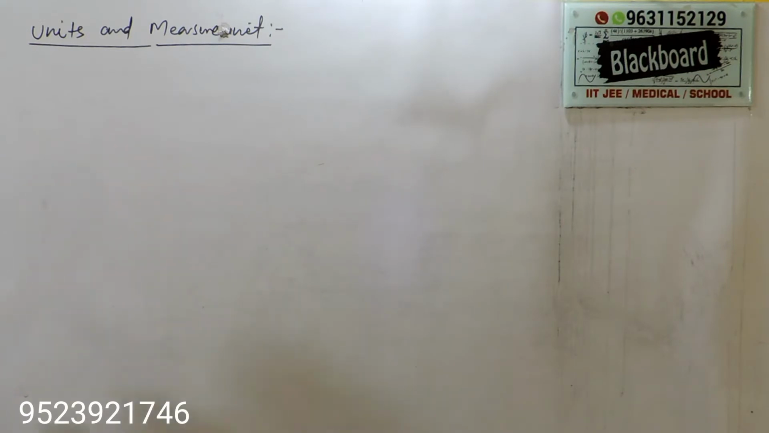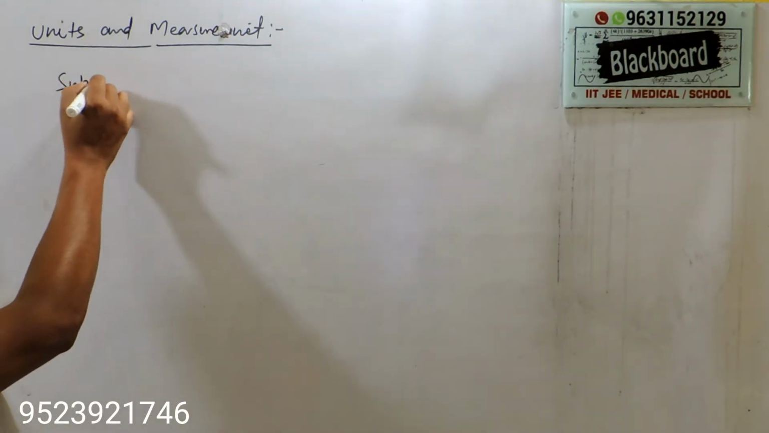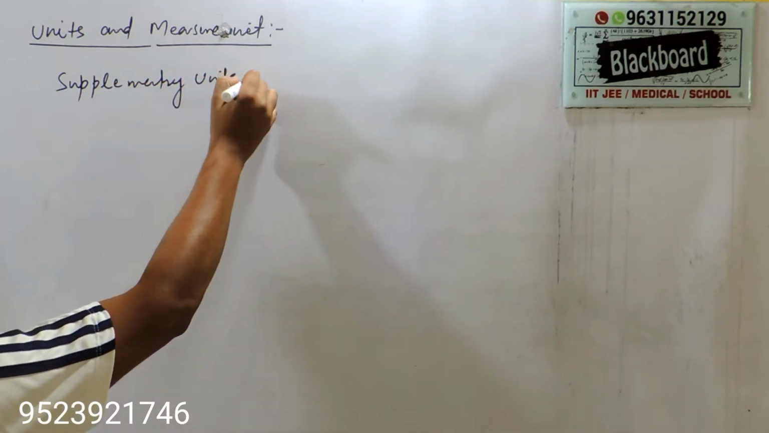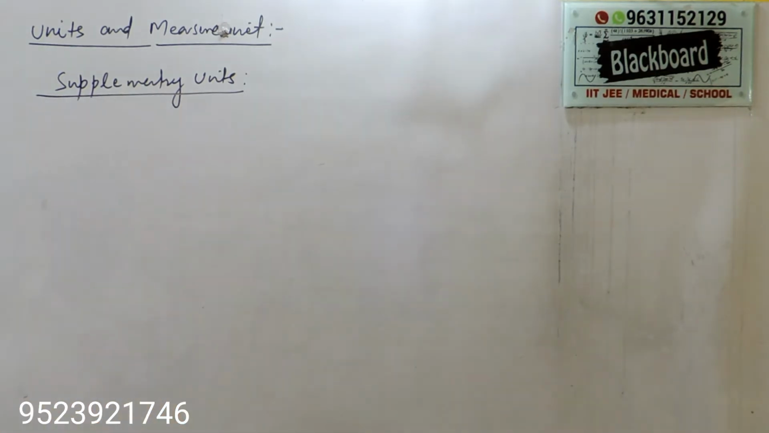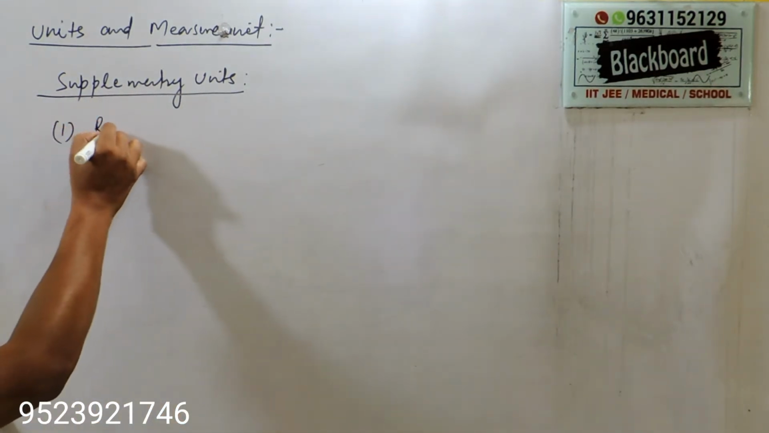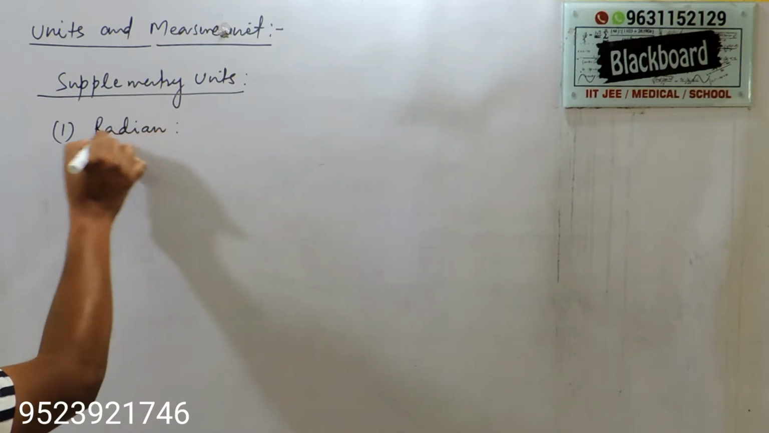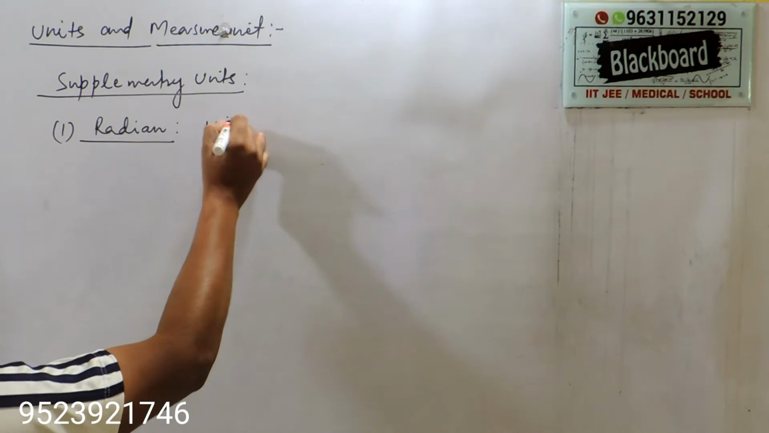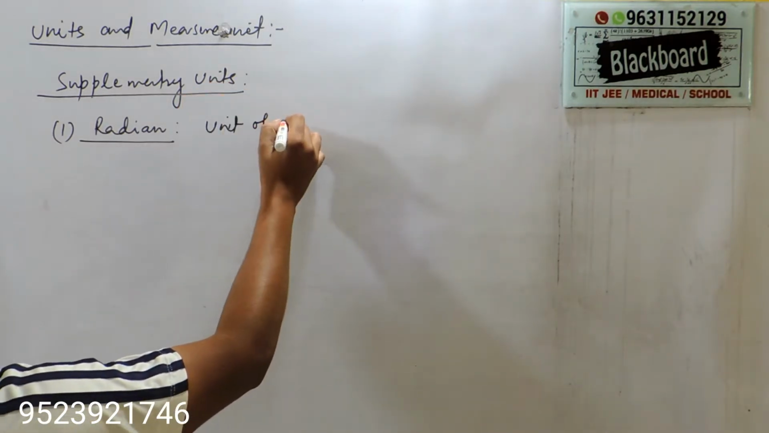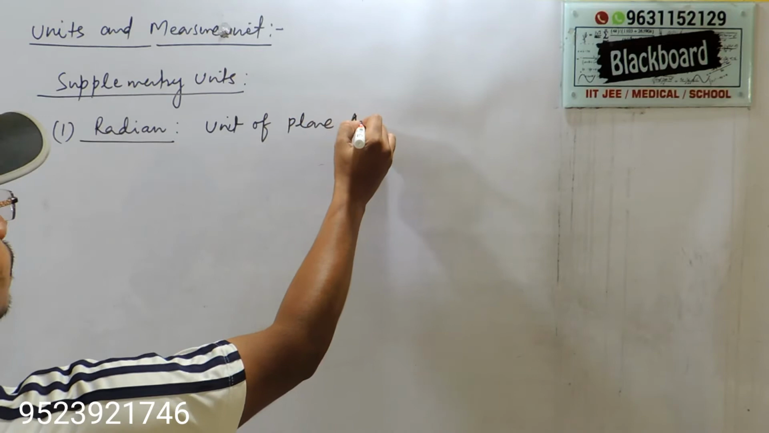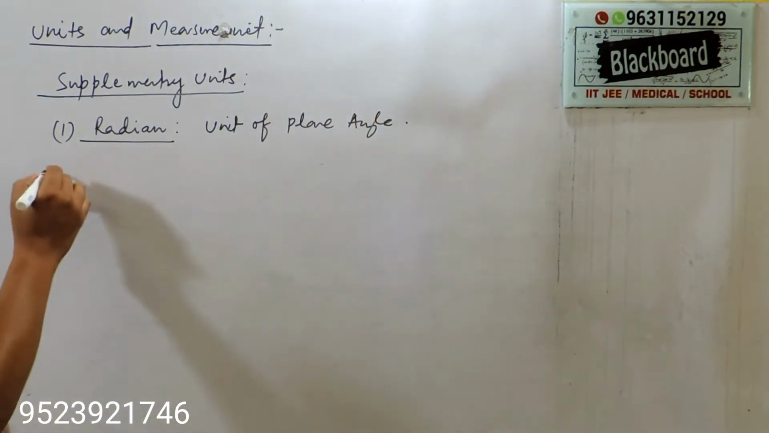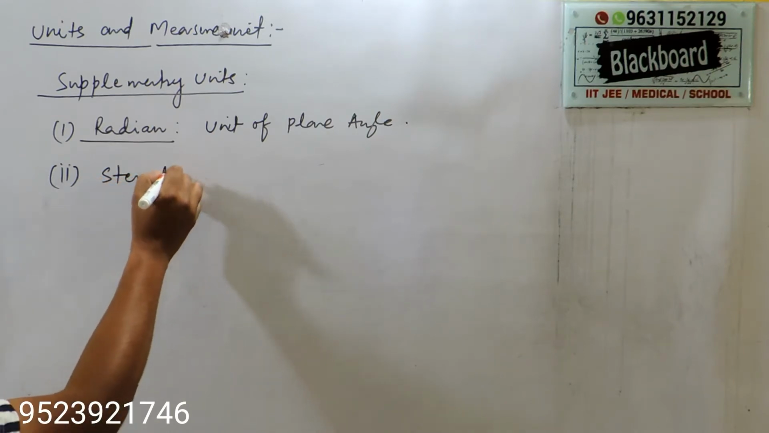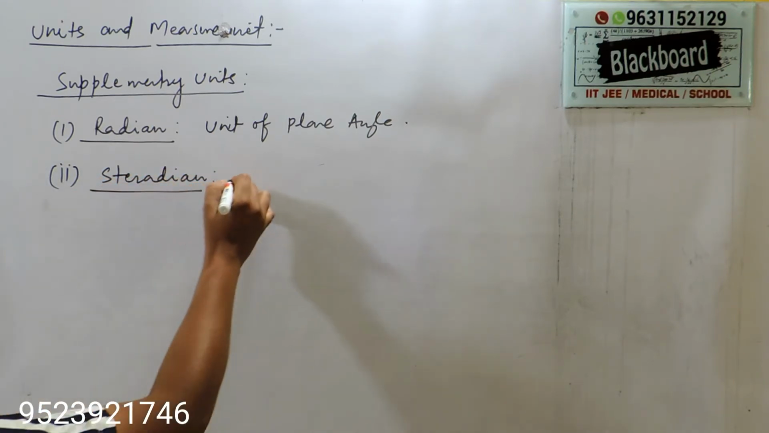Now supplementary units. There are 2 supplementary units. First one is radian. This is the unit of plane angle. And second one is steradian. This is the unit of solid angle.